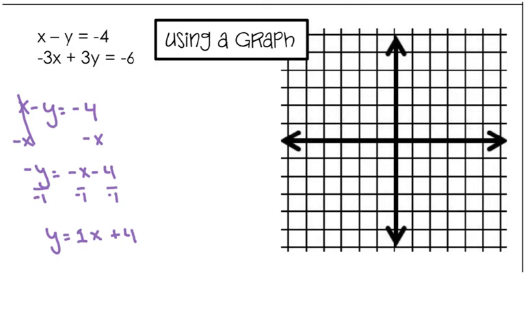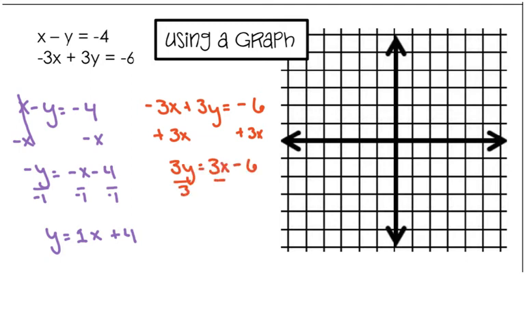Let's go ahead and just do the next equation. So I'm going to add 3x on both sides. So I'm going to get 3y equals 3x minus 6. And then I need to divide every term by 3.